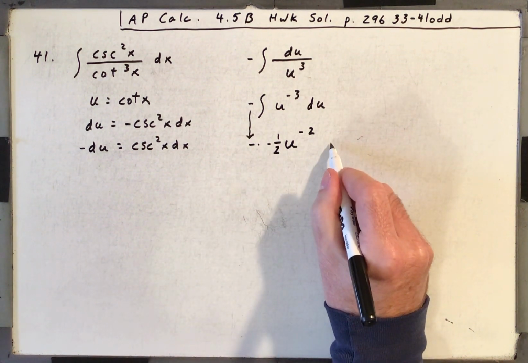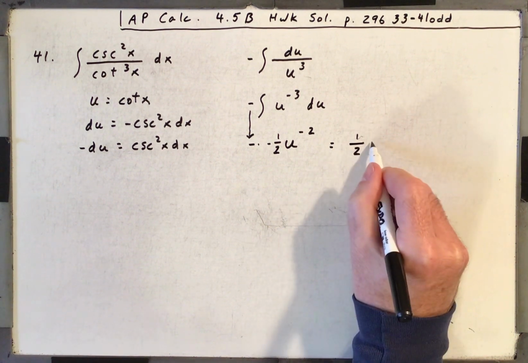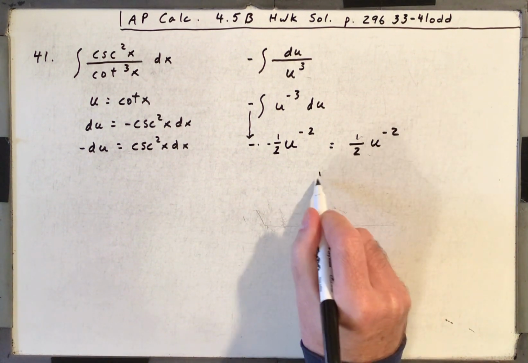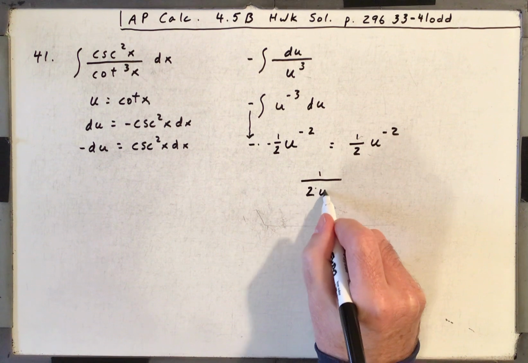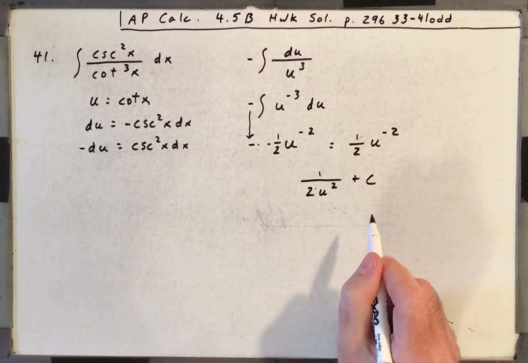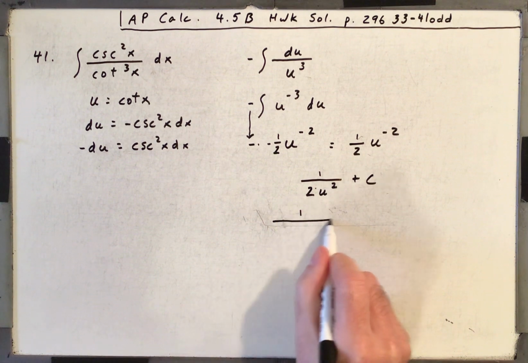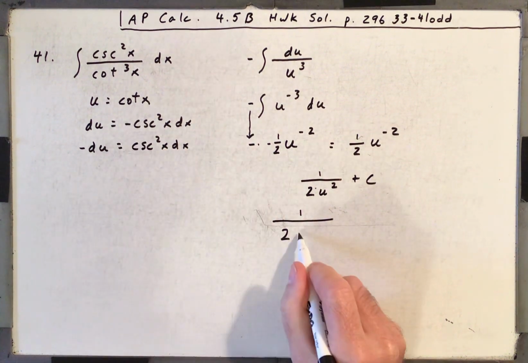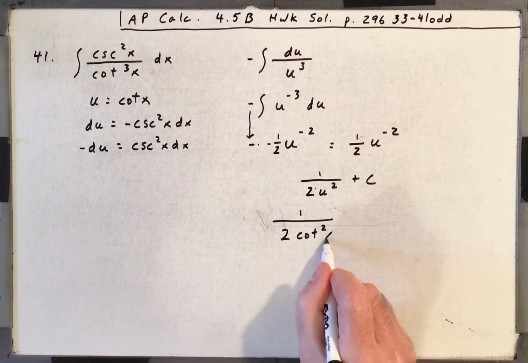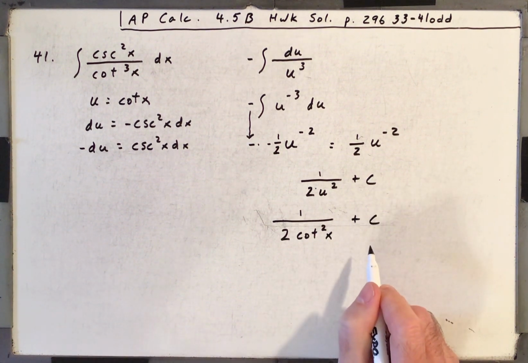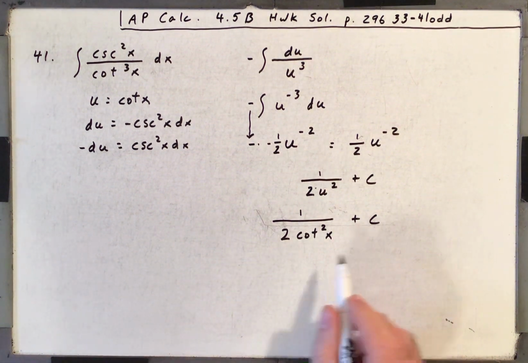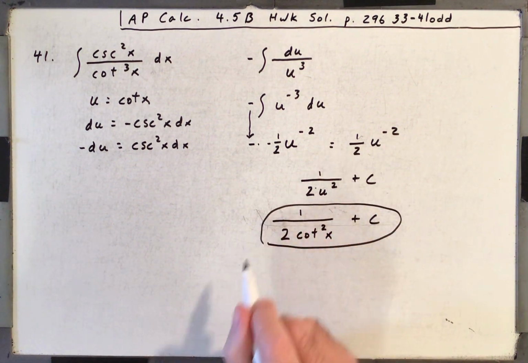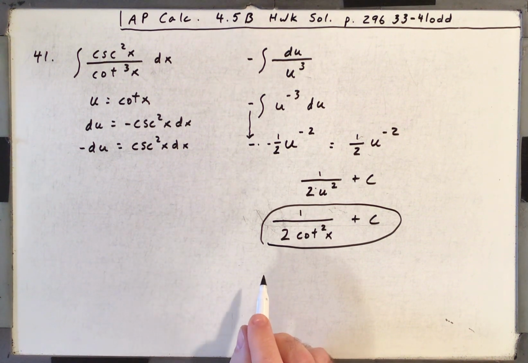So that's going to be a positive 1/2 u to the minus 2. If we bring that u to the minus 2 downstairs, it's 1 over 2u squared plus c, which is 1 over, if we substitute cotangent x, cotangent squared x plus c. All right. Let me double check my answer to see if I messed anything up here. Nope, looks like I got it. Okay, so there you go.